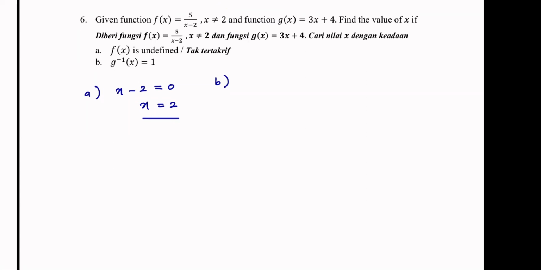Okay, the next one. G inverse equals to -1. So I want to get the G inverse first. So let 3y plus 4 equals to x. So y become x minus 4 over 3. So your G inverse is this.